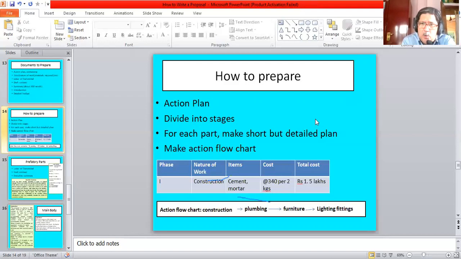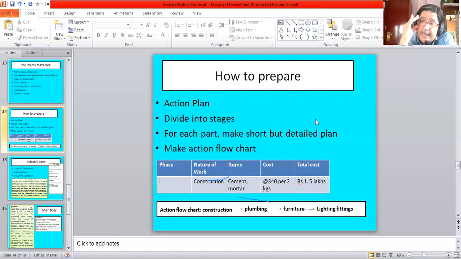So how do we do this action planning? Let's see. Divide the whole thing into stages, and for each part, make a short but detailed plan. So in other words, conceptualize this whole project as taking place as a result of certain phases of work. Or let us say the construction that will be taking place will be done in certain phases. So the nature of the work, let's say building construction. What sort of materials will be needed over there? Items like cement, mortar, sand, and so on.